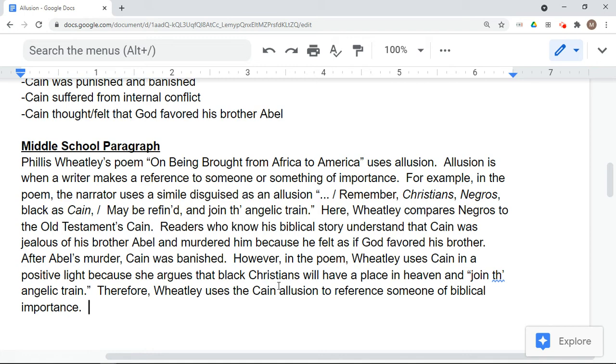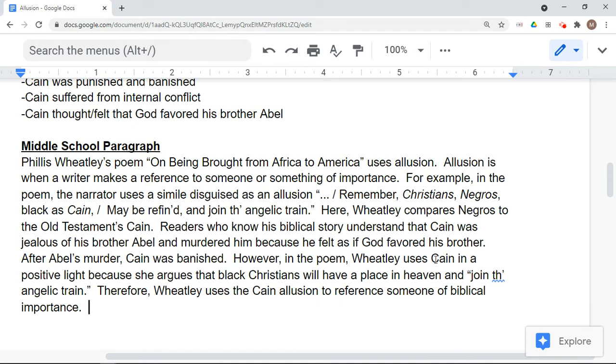Let's take a look at what we have, right writers. Phyllis Wheatley's poem on being brought from Africa to America uses allusion. Allusion is when a writer makes a reference to someone or something of importance. For example, in the poem, the narrator uses a simile disguised as an allusion. Remember, Christians, Negroes black as Cain may be refined and join the angelic train. Here, Wheatley compares Negroes to the Old Testament's Cain. Readers who know his biblical story understand that Cain was jealous of his brother Abel and murdered him because he felt as if God favored his brother. After Abel's murder, Cain was banished.